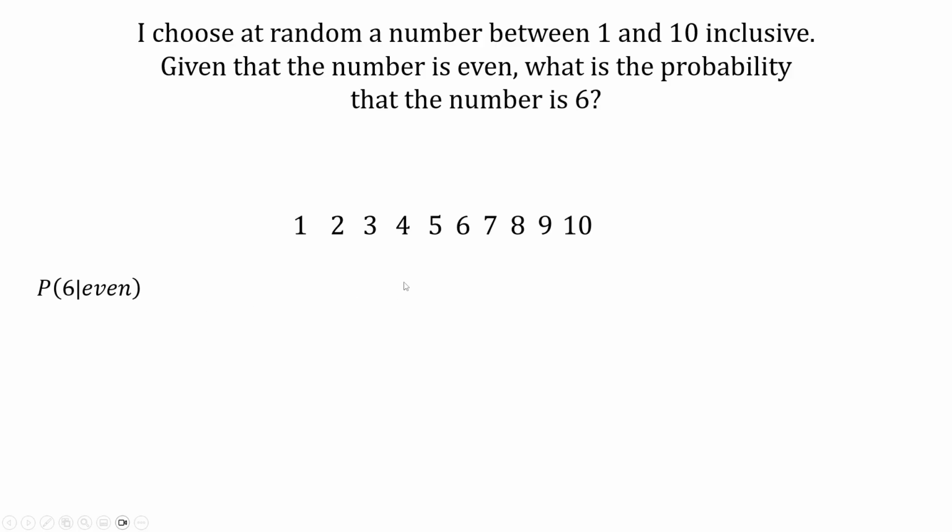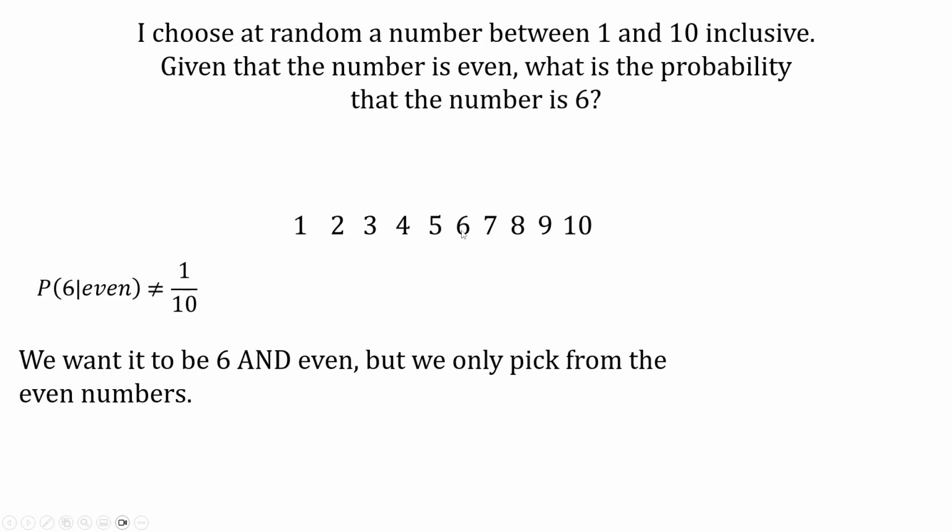Now, what some people may do is say, okay, well, the number 6, that's 1 out of a possible 10, so the answer must be 1 over 10, but that is incorrect. Because we want it to be a 6 and for it to be even, but we're only picking from the even numbers because we've said given that the number is even. So we're not actually picking from 10 numbers, we're picking from 5 numbers. We're only picking from the even ones, so we can automatically exclude all the odd ones.